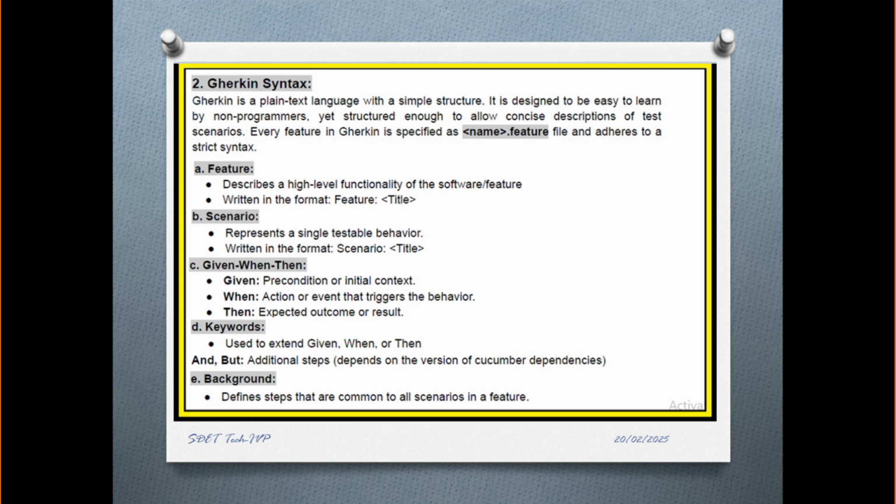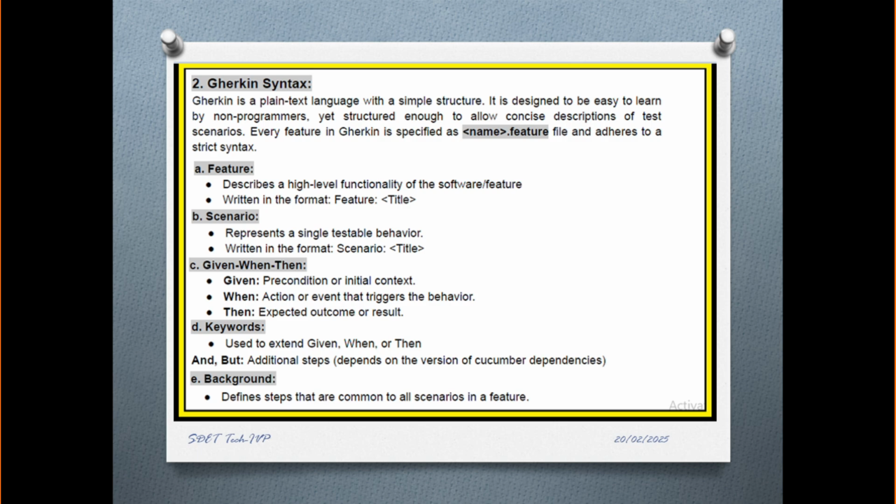But there is one important catch in BDD. In Cucumber, you have to create a feature file, and a feature file is always created with the extension .feature. See here in the example, Gherkin is specified as name.feature. Name means you can type any name here, like SDET or Tech IVP, and the file name should end with .feature. This is the extension. This strict syntax is strictly used.